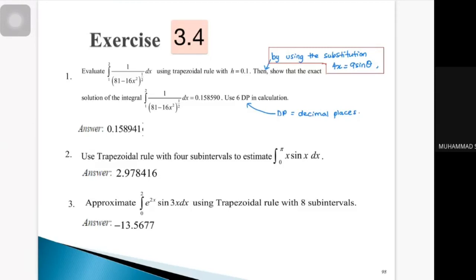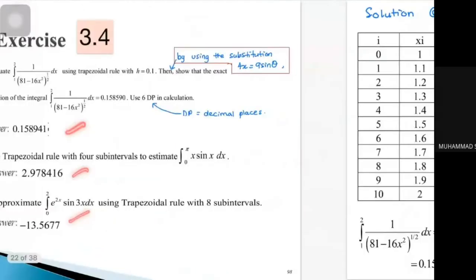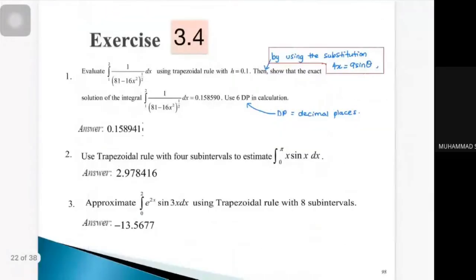Okay, we have several exercises here. Exercise 3.4, 3 questions. You can try to do them by yourself and then check the solution that I have given here. Let's discuss question number 1. Evaluate the integral of 1 over the square root of 81 minus 16 x squared dx from 1 to 2 using the trapezoidal rule with h equal to 0.1. Then show the exact solution of the integral is equal to 0.158590, using 6 decimal places in calculation.